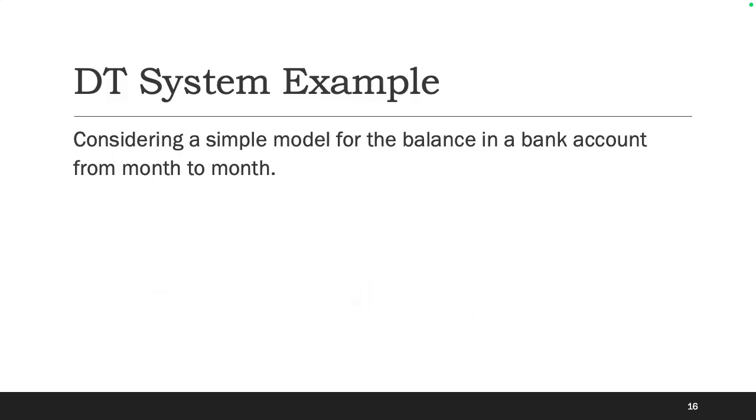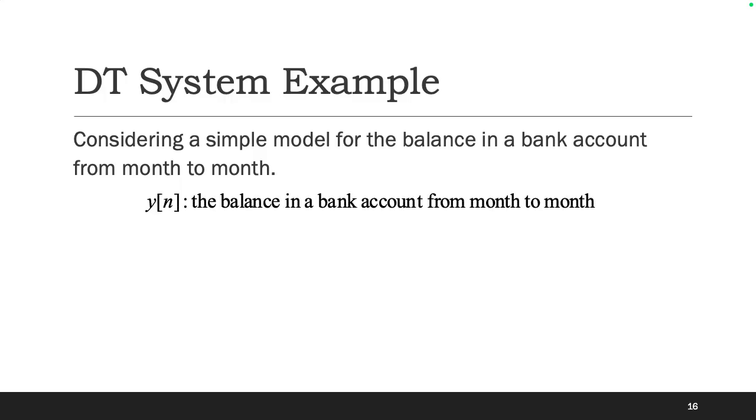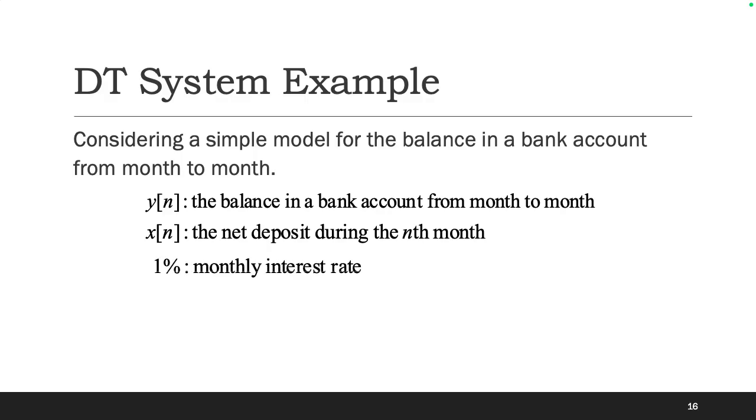Consider a simple model for balancing a bank account from month to month. This y is the balance of the bank account from month to month, like the total amount. And x[n] is the net deposit during the nth month. The monthly interest rate is 1%. And this is the equation if we want to find the relationship between the input and output. This is like x[n].